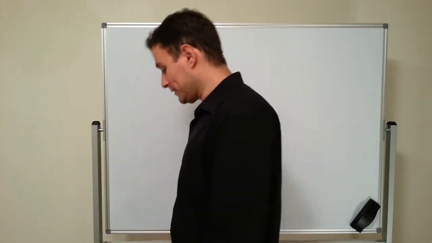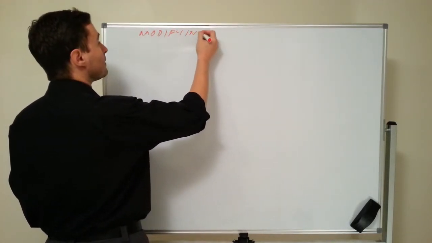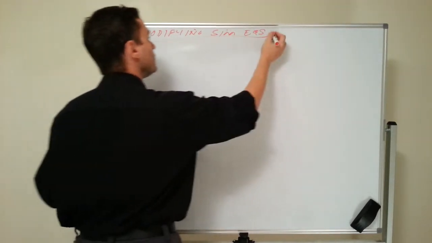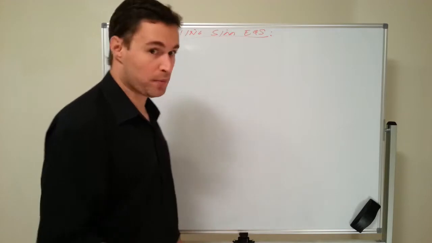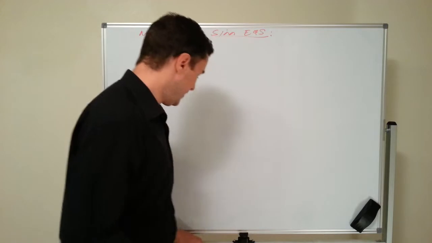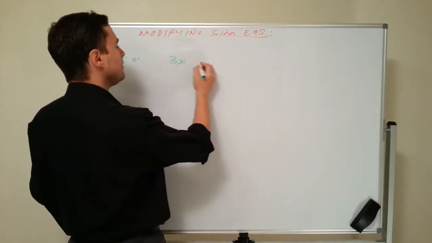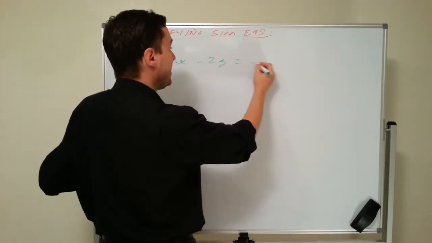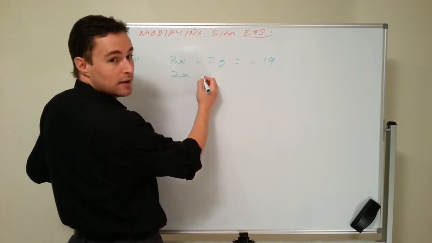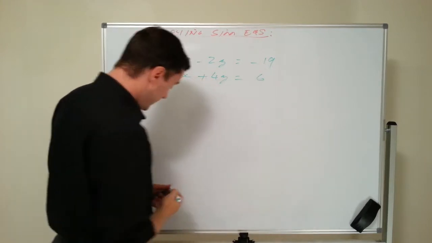Okay, this is modifying simultaneous equations. So this is the case that I was alluding to in the last one, where I don't have any numerical coefficients that are the same in the top and the bottom. So let's take a look at an example. I've got 3x minus 2y equals negative 19, and 2x plus 4y equals 6. And they say solve this.